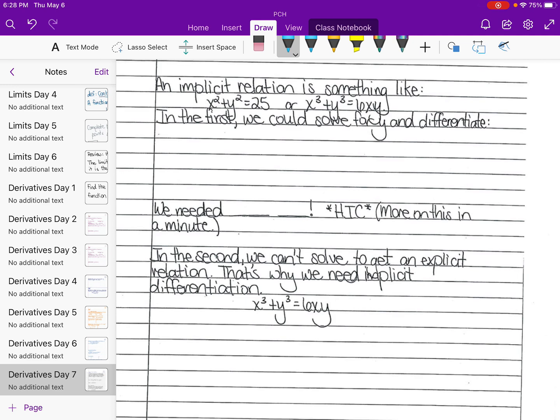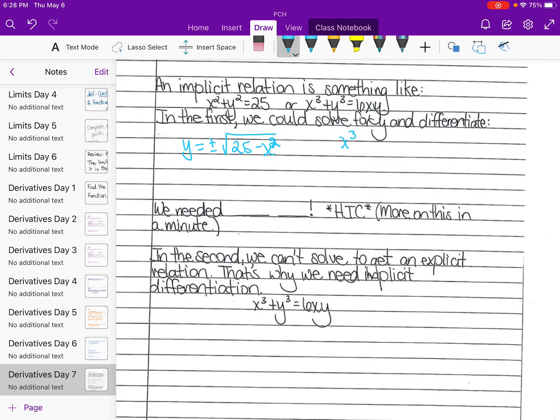In the first one, we could solve for y, right? Subtracting the x squared and then taking the square root of both sides. And then we could differentiate the way that we normally do. I'm not going to take the time to do that because you guys can practice chain rule with that if you'd like. But in the second one, there's no way to get the y completely by itself.